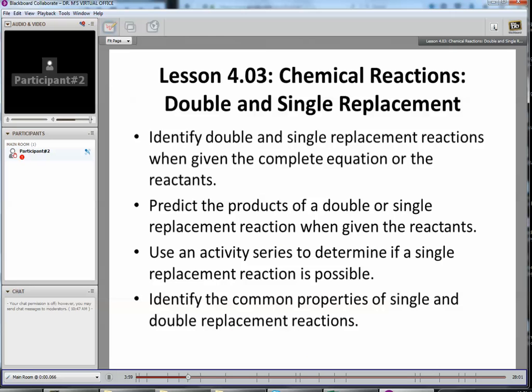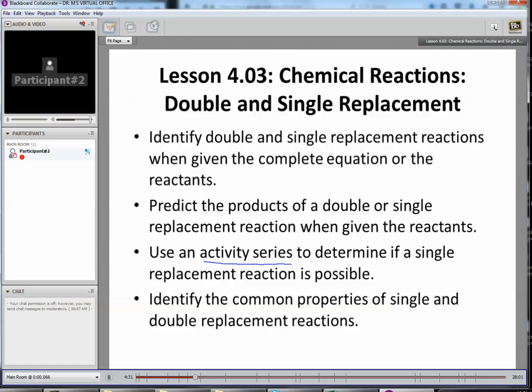All right, so lesson 4.03 really gets into a lot of the meat of the module. And for this, we're identifying both double and single replacement reactions. We're also going to start predicting products, which is slightly different than balancing equations because we don't have both sides of the chemical equation present here. When we balance chemical equations, like in 4.02, we can see both the reactants and the product side of the equation. We also start using an activity series, which should be in your notes, by the way, as well.